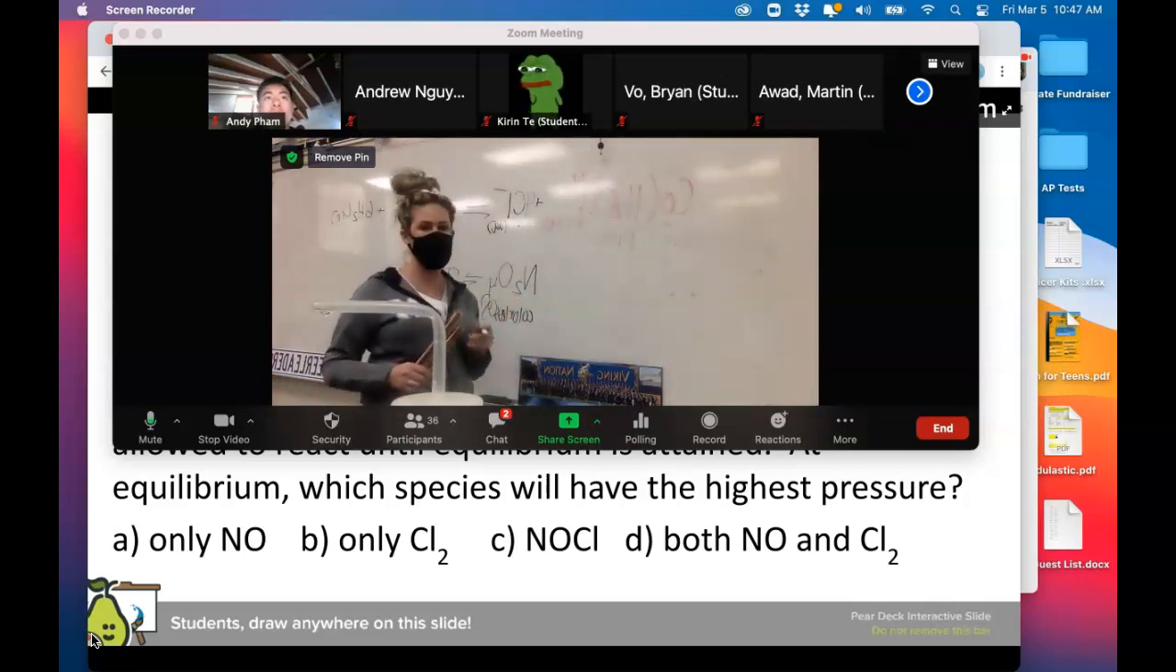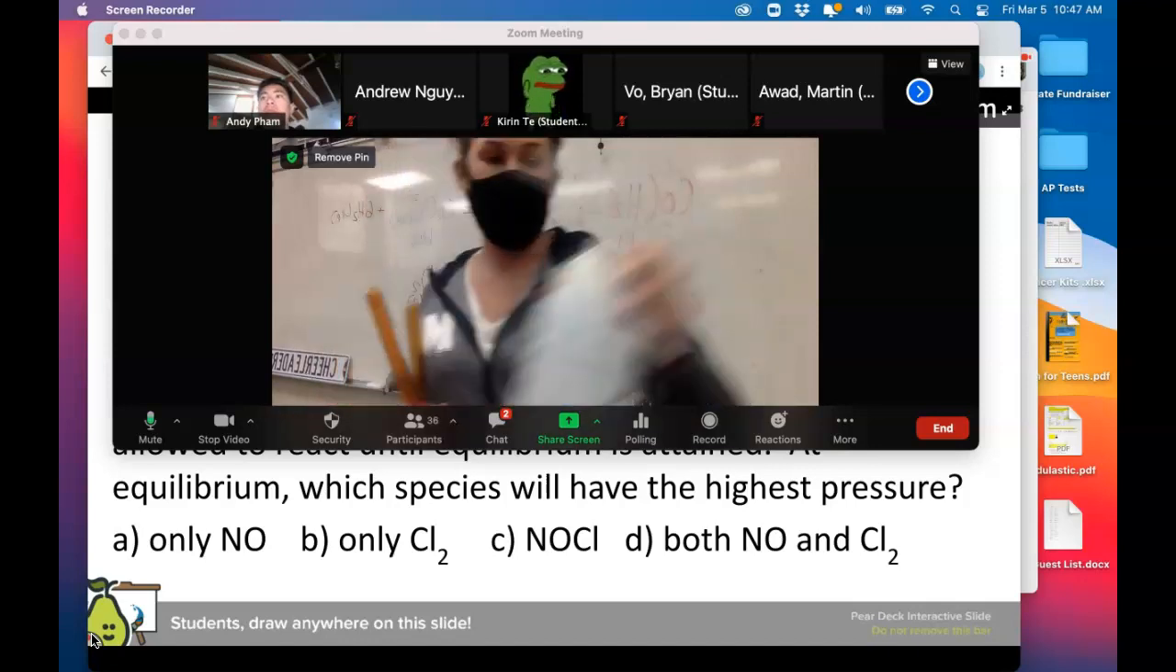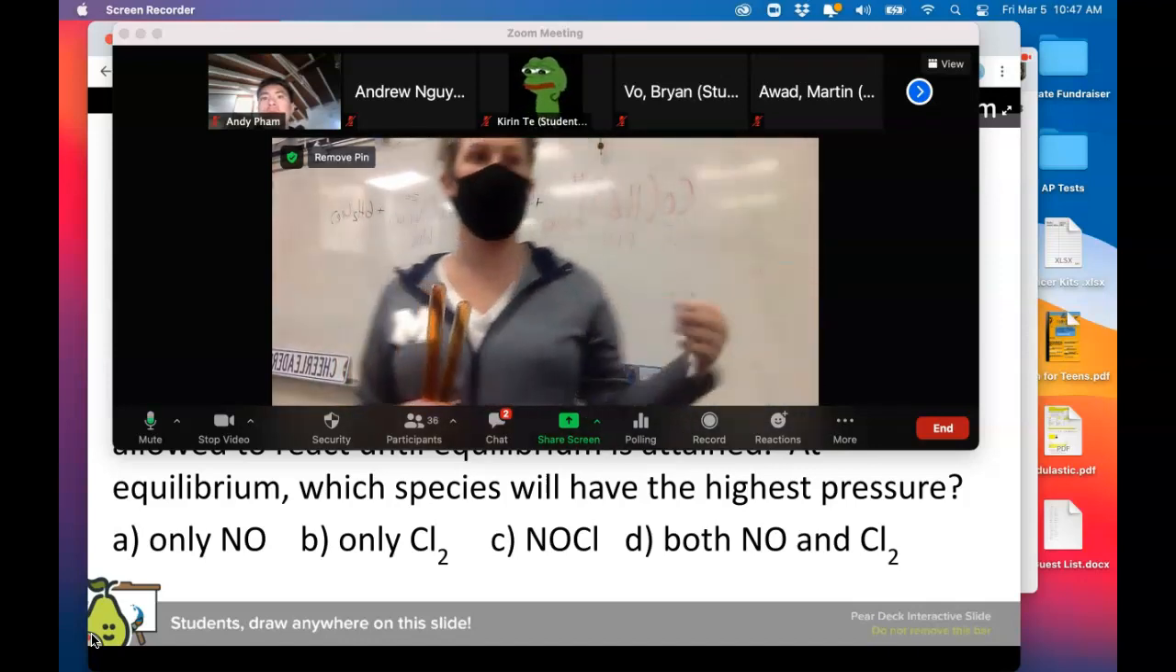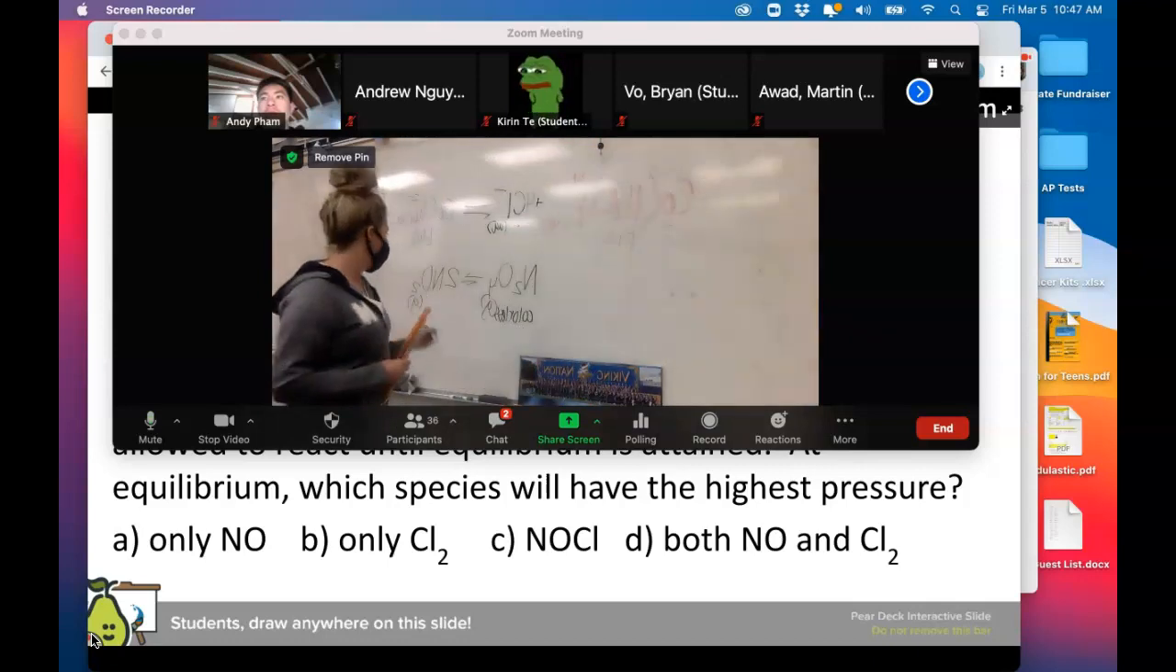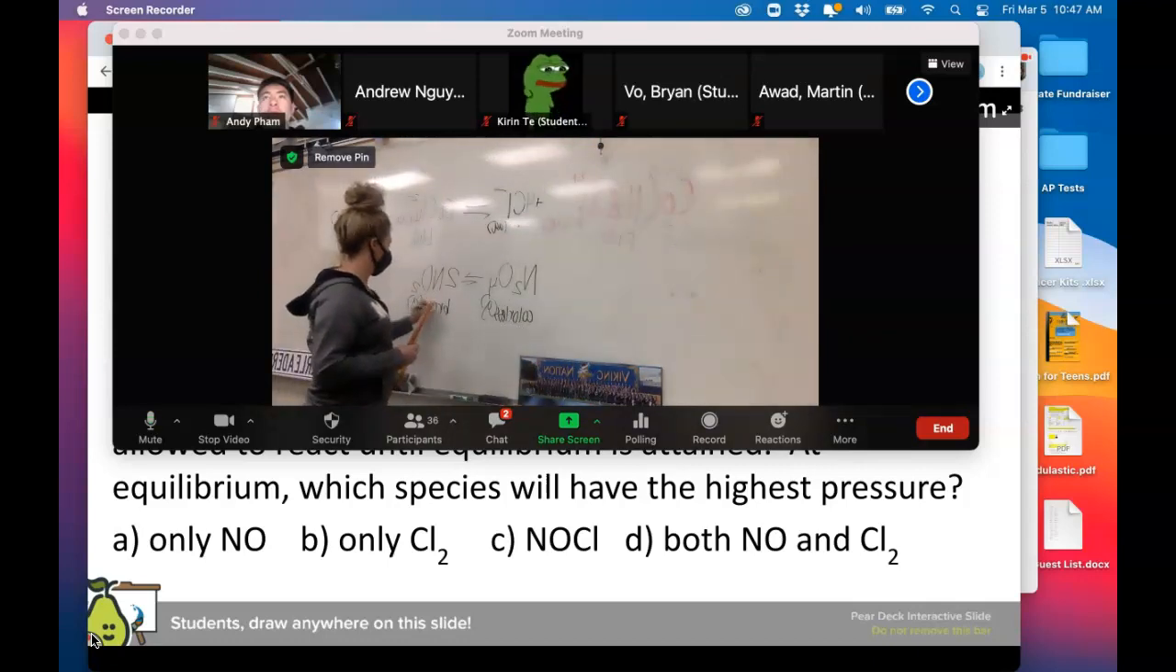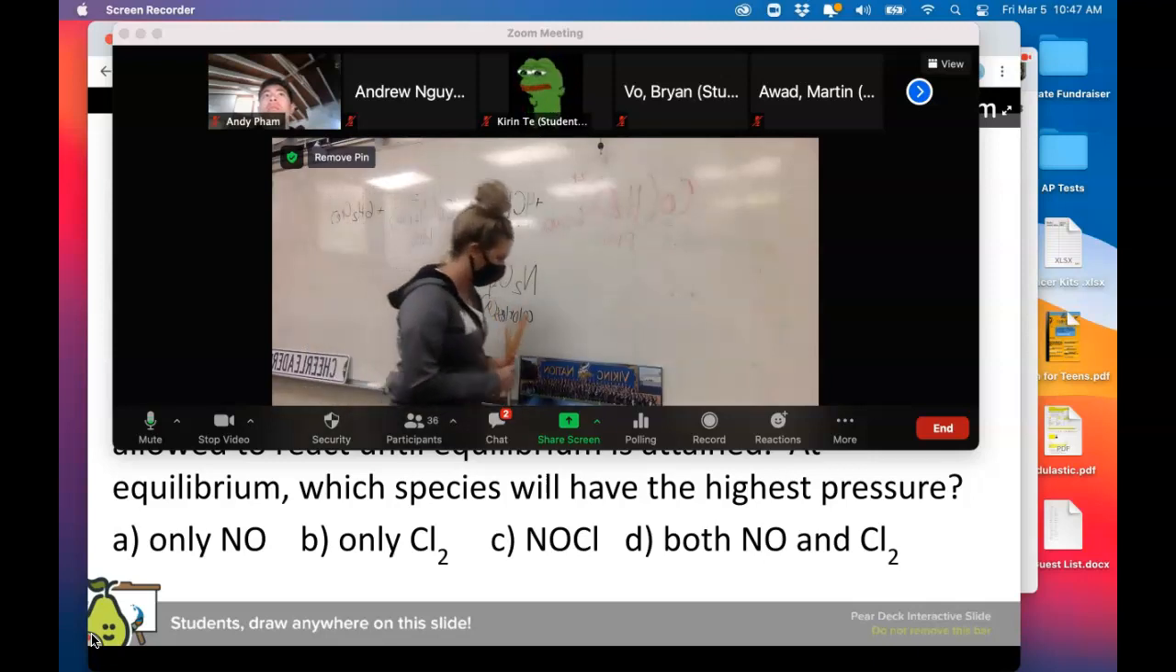So again, we don't use the word clear or white in here. If something doesn't have color, we call it colorless. And nitrogen dioxide gas is brown. And it's actually a toxic gas. You would never want to inhale it.